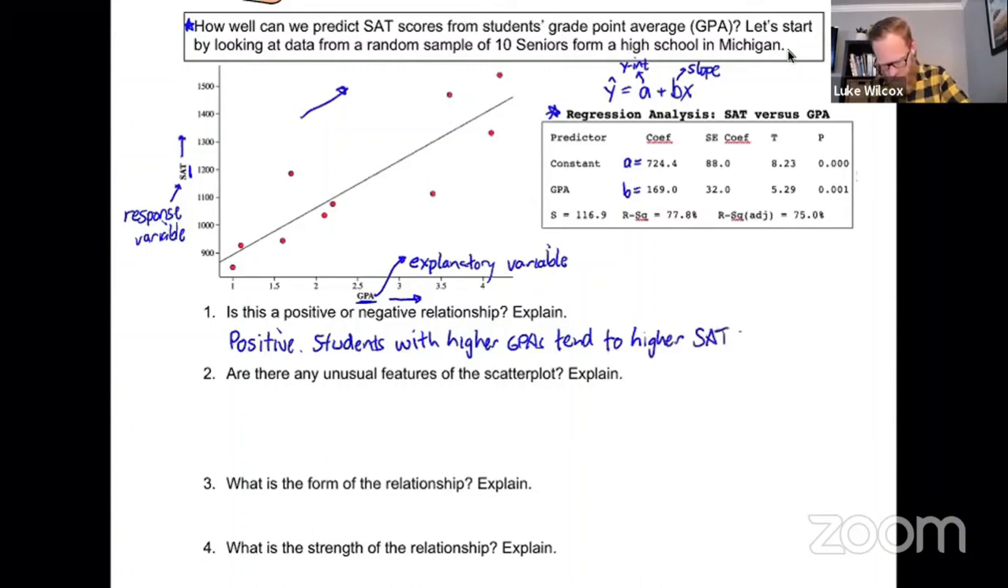And actually, we could say it in the other direction as well, right? Students with lower GPAs tend to have lower SAT scores, right? That's explaining why we have a positive relationship here. All right, let's move on to question number two.